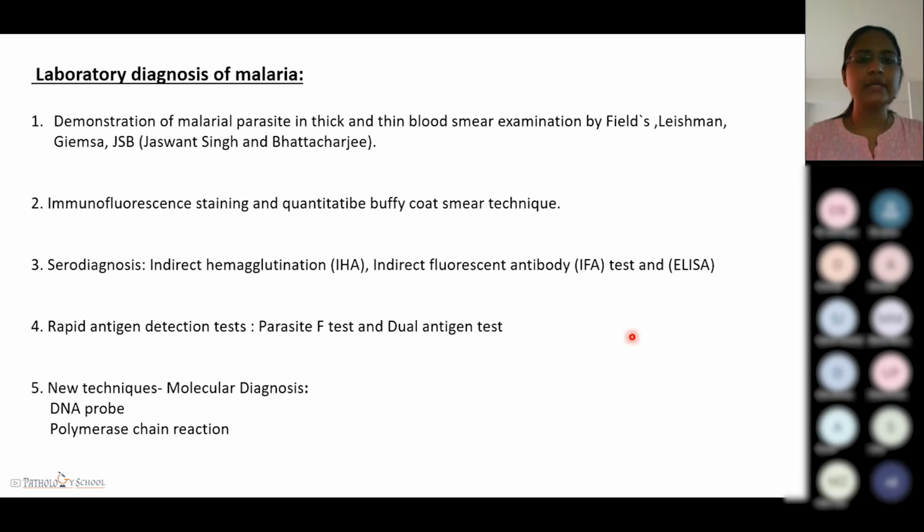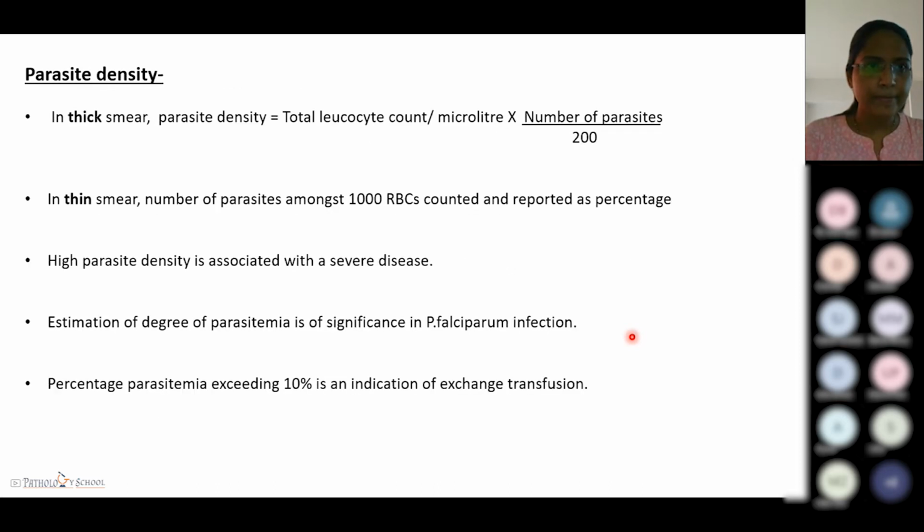Third is serodiagnosis by indirect hemagglutination assay, indirect fluorescent antibody test, and ELISA. Fourth is rapid antigen detection tests, which are the parasite HRP test and dual antigen tests. The parasite HRP test detects antigen only against Plasmodium falciparum, while the dual antigen test can be used to detect both Plasmodium falciparum and Plasmodium vivax. Newer techniques are DNA probe and polymerase chain reaction.